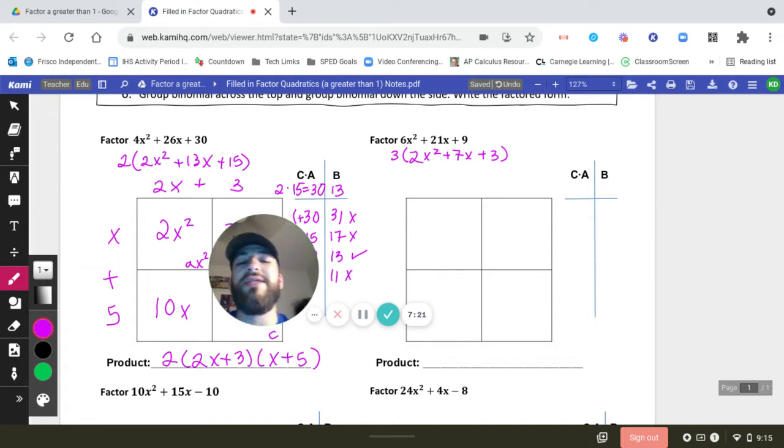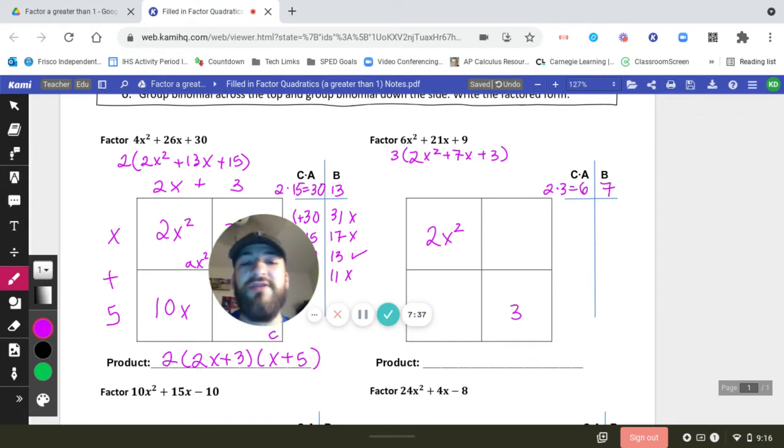So once again, I want to take that a term and put it in the top, so 2x squared. That c term and put it in the bottom, so 3. Then I'm going to do my c times a, so 2 times 3 is 6. And of course, our b is 7 this time.